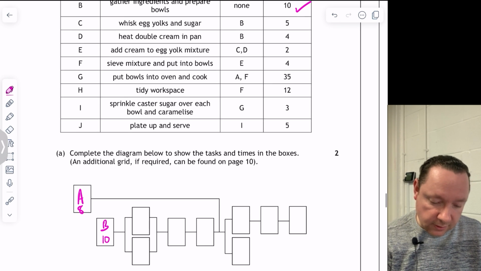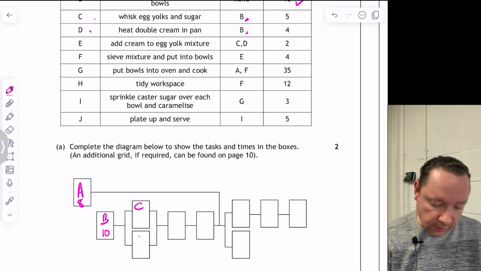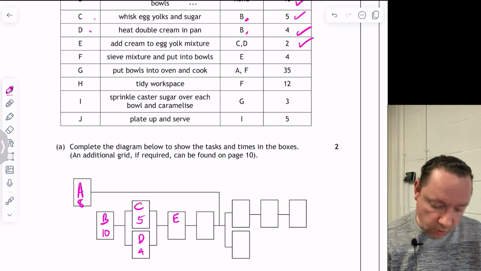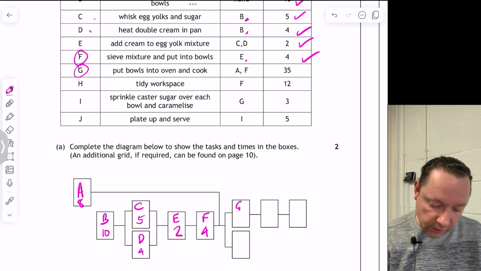So now the next tasks after B are C and D. So B goes to C and D, and we've got 5 and 4. So that's those done. And then after C and D, we've got E, and that takes 2. So we write 2. After E, we've got F, and that takes 4. So we write 4. And then it says after A and F, we've got G, and that takes 35. So there's G and 35. And after F, we've also got H, and that takes 12, H and 12.